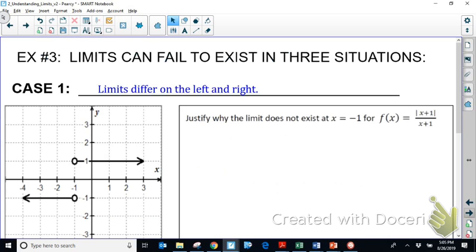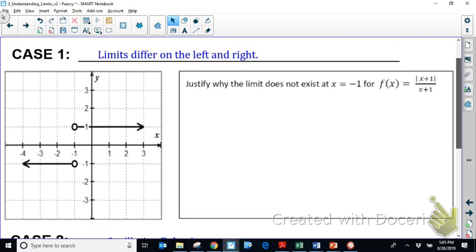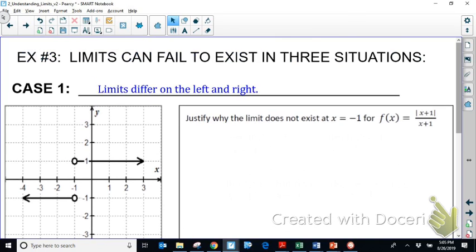Now that we've talked about how you can use limit notation, let's talk about when limits will not exist. Actually, I'm going to pause this here because we're already at about 7 minutes, so I'll continue this in a third video.